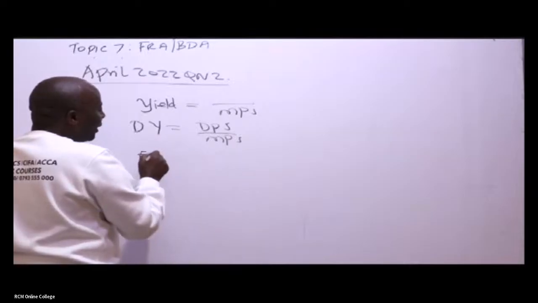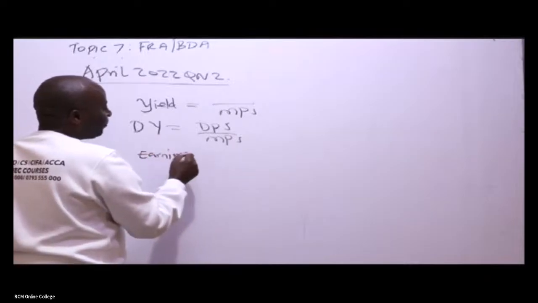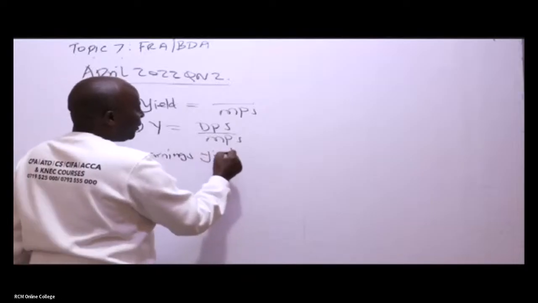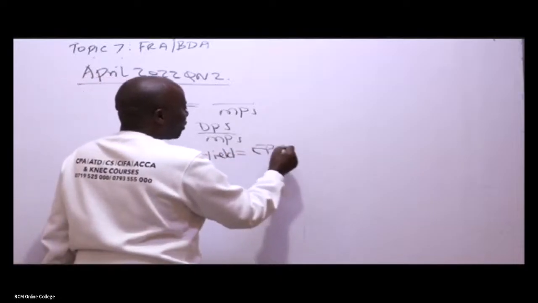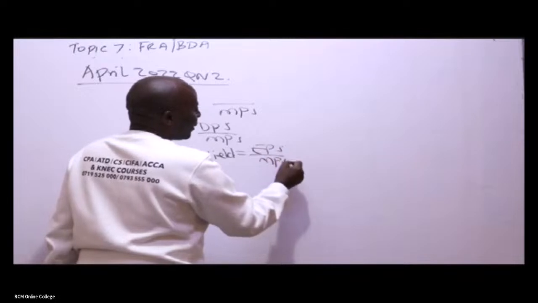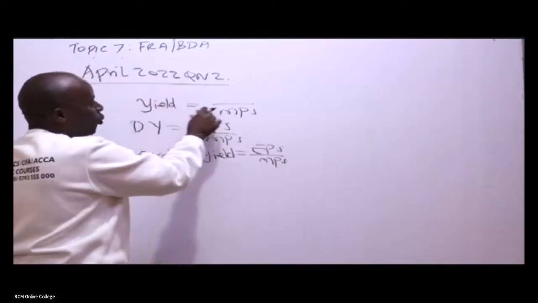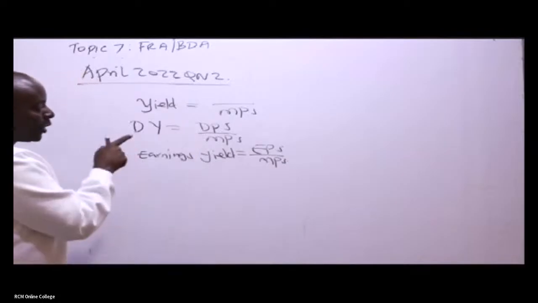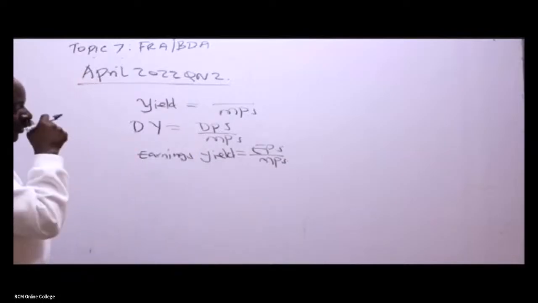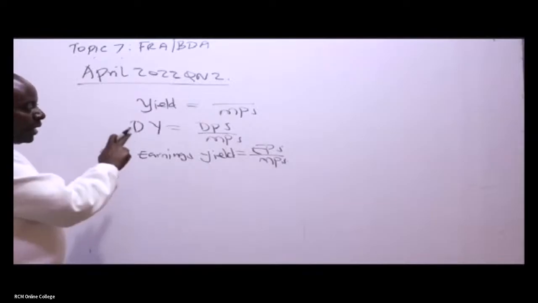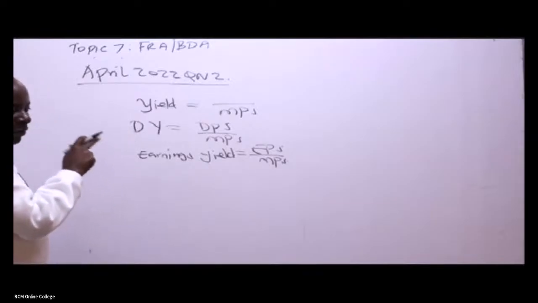When they talk about earnings yield, this one here will be earnings per share over MPS. So anything that is yielding, it yields to market price per share. Never forget this. Market price per share. You can forget about everything else, but never forget this.